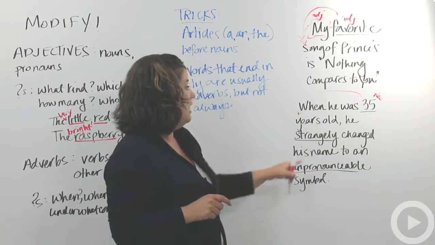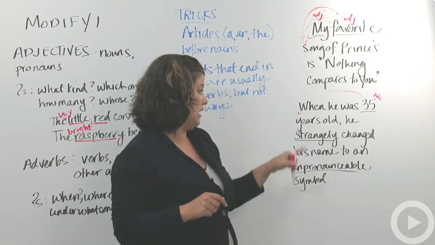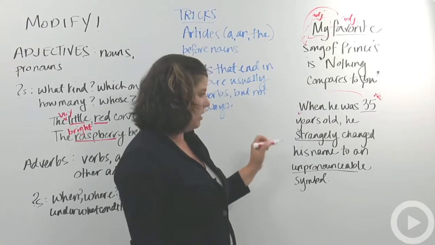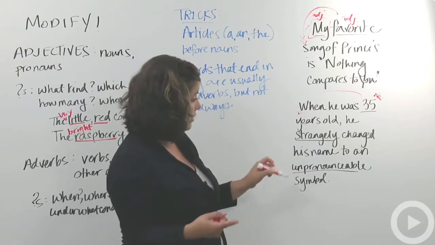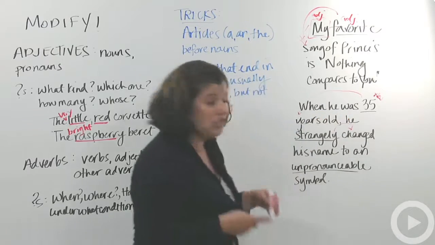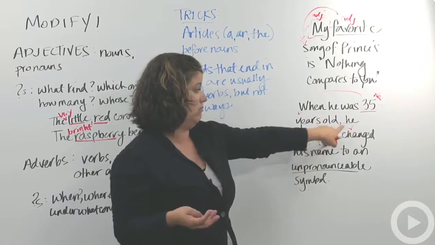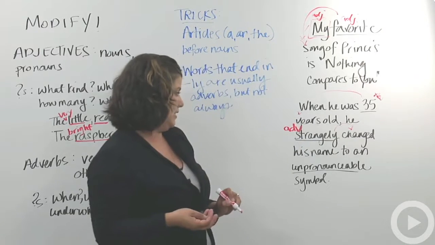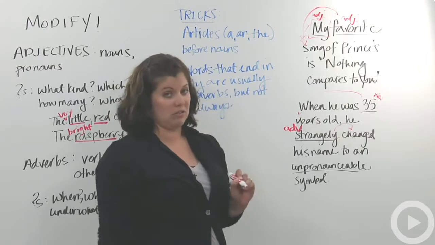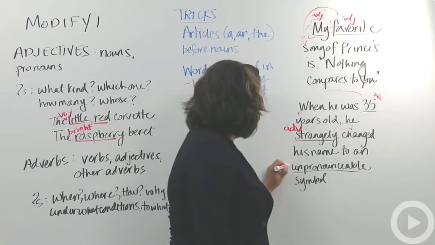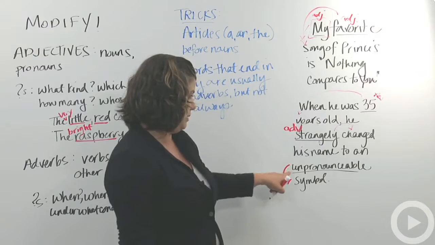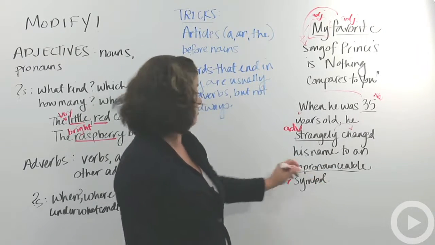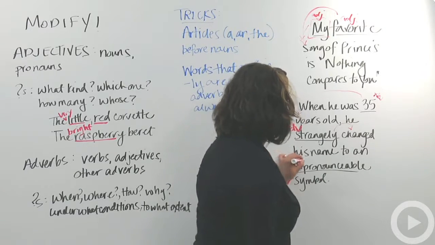All right. Then we've got the word strangely. He strangely changed his name. Now strangely is not describing any actual item here. It's describing the way he changed something. All right. And to change something is a verb. So if we've got a word that describes a verb, we know it's an adverb. Lastly, let's look at his name. He changed his name to an unpronounceable symbol. All right. The idea that the symbol is unpronounceable means that unpronounceable is describing that symbol, which is a thing. If it's describing a thing, we've got another adjective.